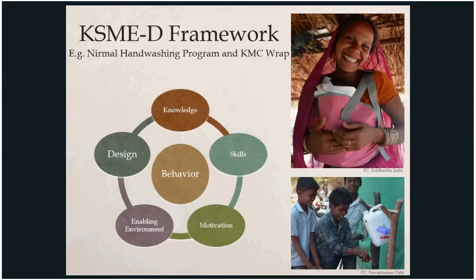We are trying to build the behavior of the community using contextualized knowledge, contextualized skill, motivation, and enabling environment, but the behavior will still not happen if the right design is not there. So what should we do? We need to encourage children to wash their hands, not because it saves them from diarrhea, but we need to teach them that something interesting is happening if you wash the hands. It is nothing related to diarrhea, but it's a lot more fun.